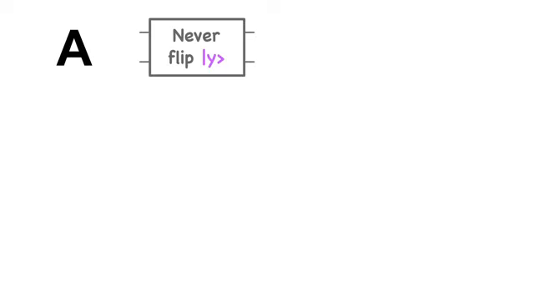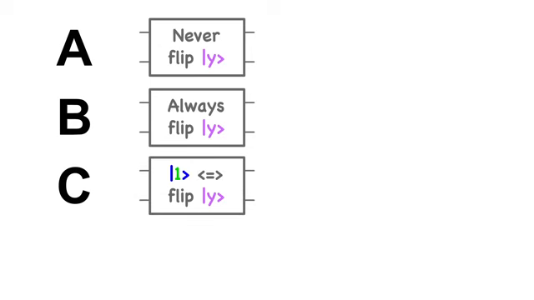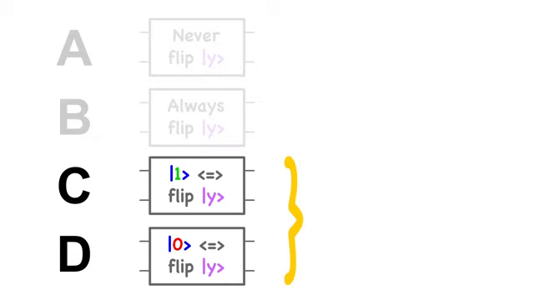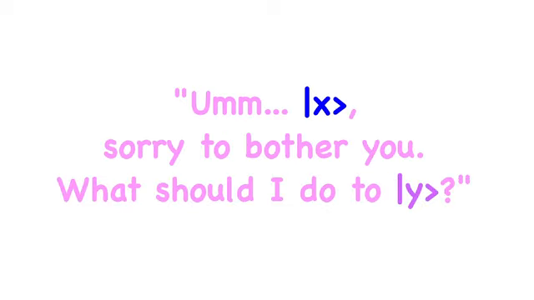So to review, in case A, never flip y. In case B, always flip y. In case C, only flip y if x is a 1. In case D, only flip y if x is a 0. In cases C and D, whether qubit y flips or not depends on qubit x's value. So let's call these the needy cases. They're the cases where the circuit goes, qubit x, sorry to bother you, what should I do to qubit y?